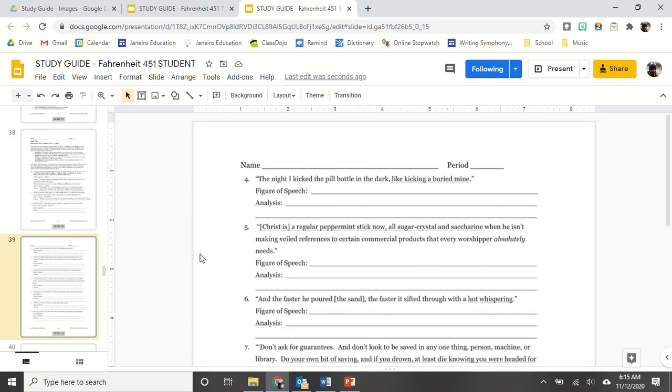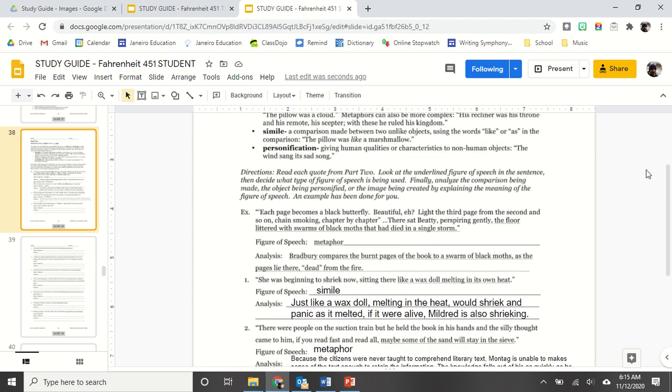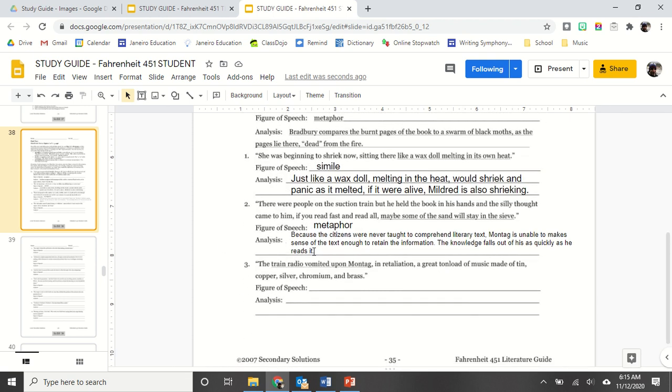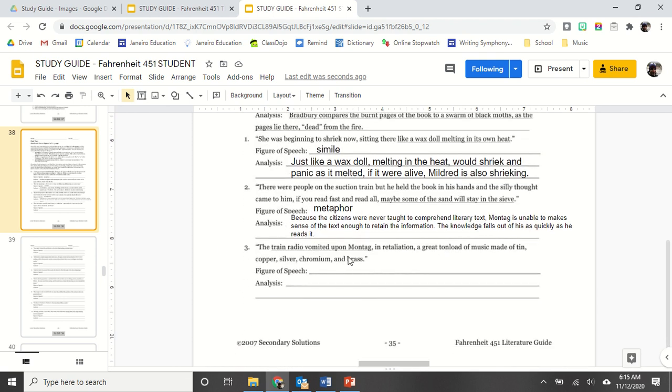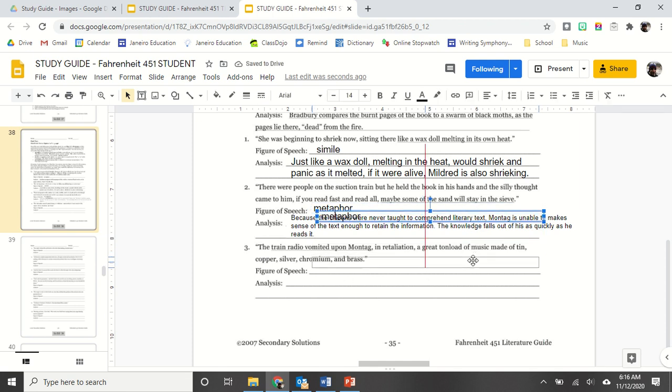Alright. Let's look at number 3 real quick, and then we'll go on and let you do the rest on your own. Number 3 says, "The train radio vomited upon Montag. In retaliation, a great tonload of music made of tin, copper, silver, chromium, and brass." So here we've got the part that says train radio vomited. Again, I have a comparison of two things. Now, a train radio can't actually puke or vomit or throw up like humans can.